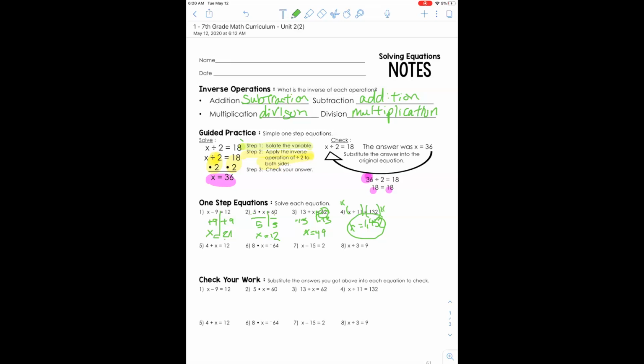So we take 21 minus 9 equals 12. 12 equals 12. 5 times x, so we take 5 times 12 equals 60. 60 equals 60. 13 plus 49 equals 62. 62 equals 62. And x, so 1,452 divided by 11 equals 132. So 132 equals 132.